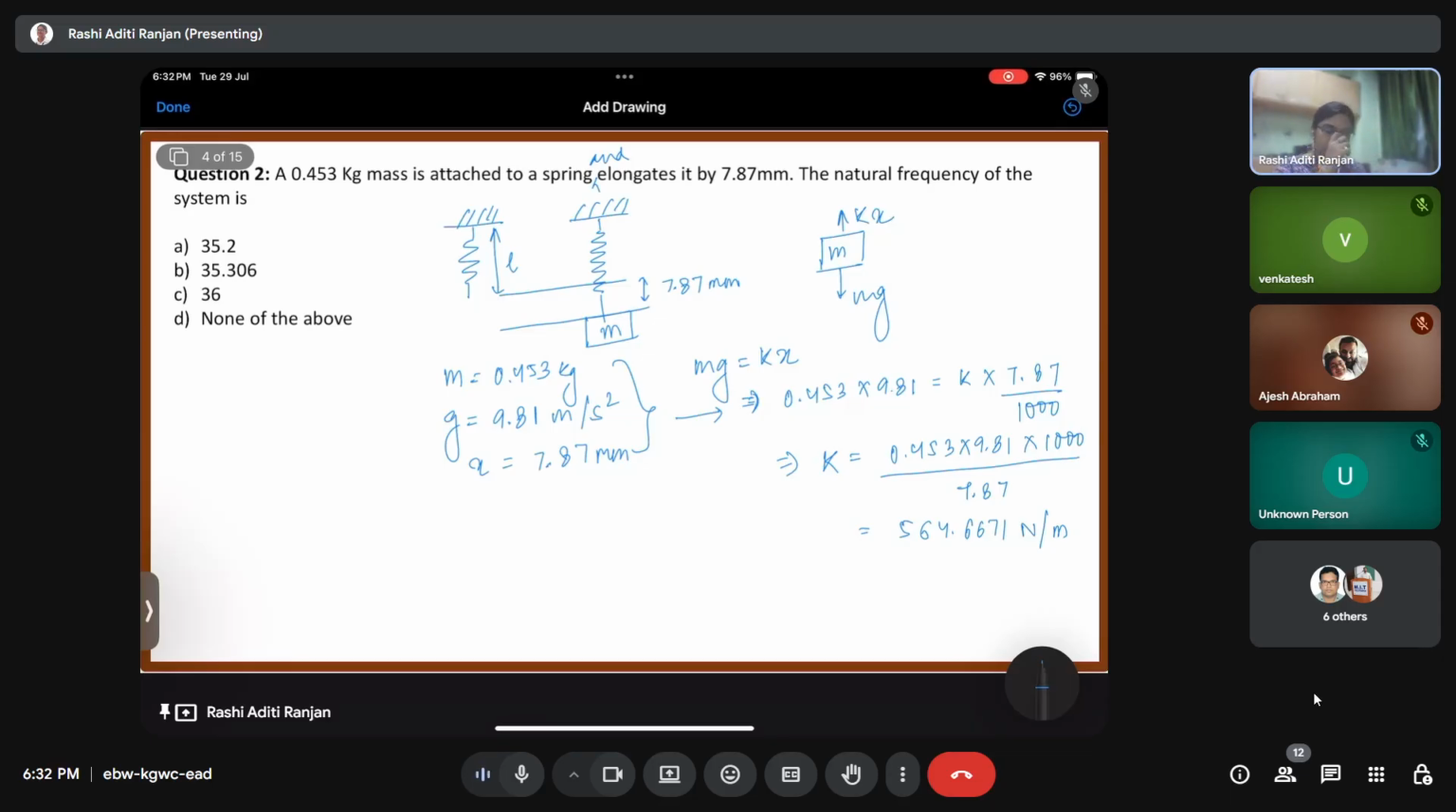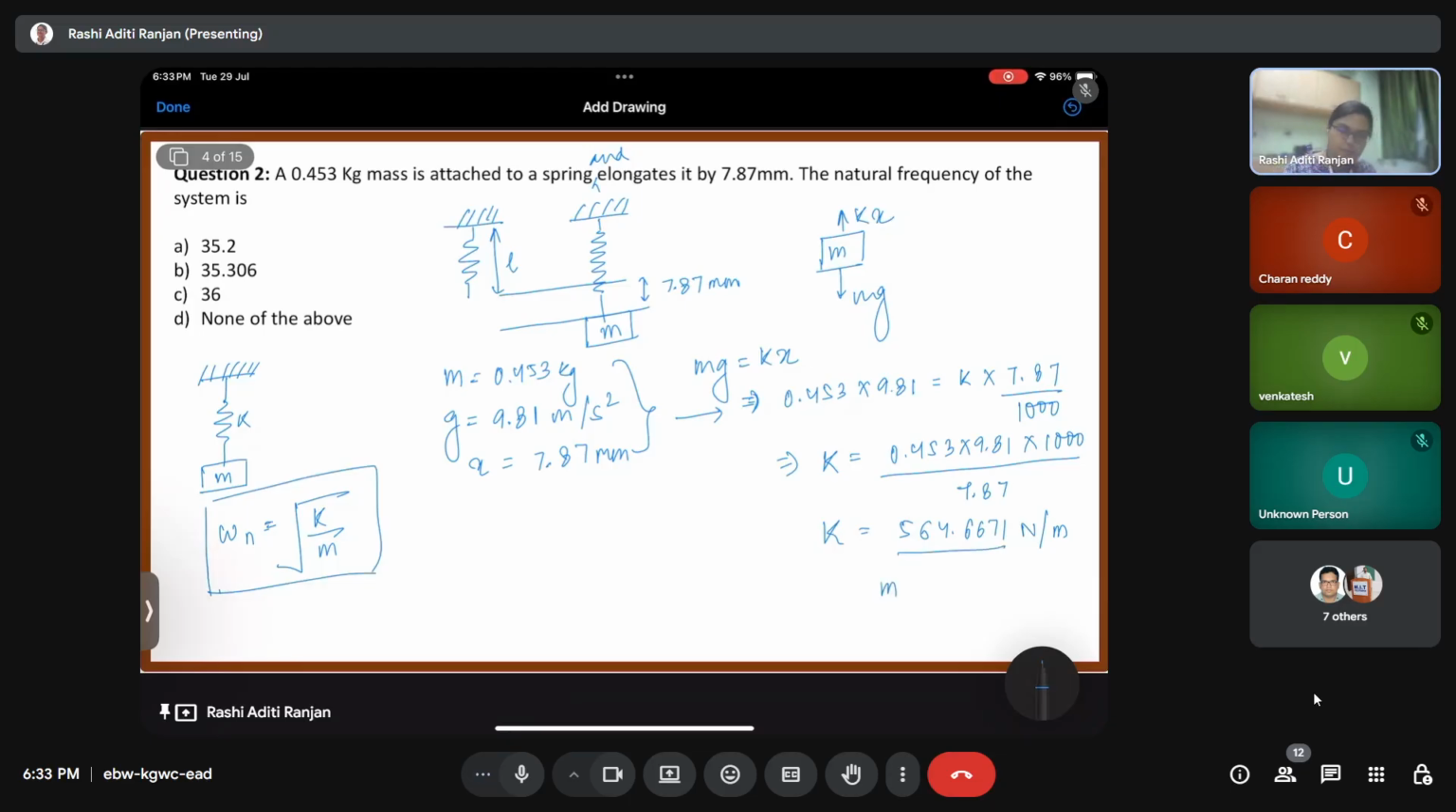Now, the question asks the natural frequency of the system. We know for this kind of system, the natural frequency is given as under root k by m. Okay, and there are various ways of finding out the natural frequency that we will discuss in the further questions. Actually, I've taken many examples in which we'll know about how to evaluate the natural frequency. Anyways, this is what it is. So we have the value of k, we have the value of mass m. So all we need to do is put it into the equation and find out the value.